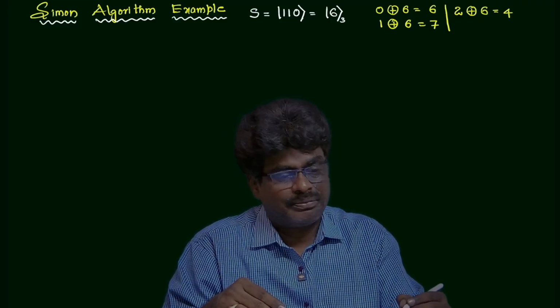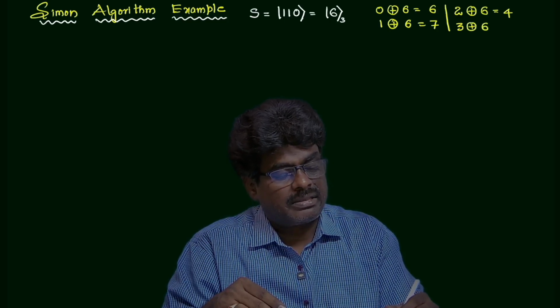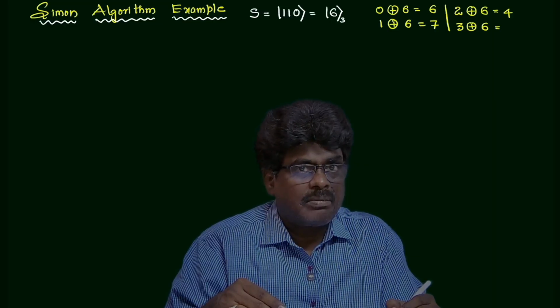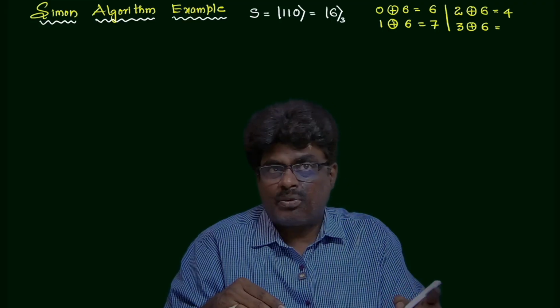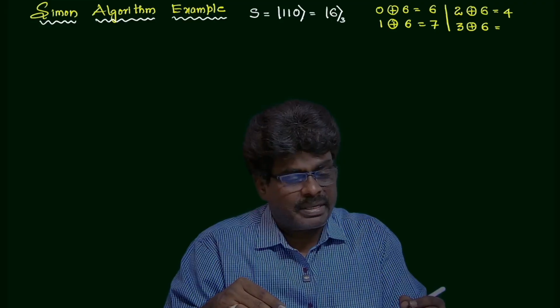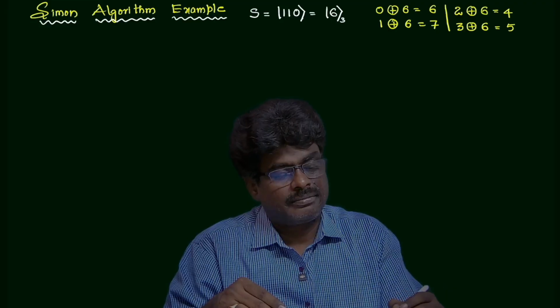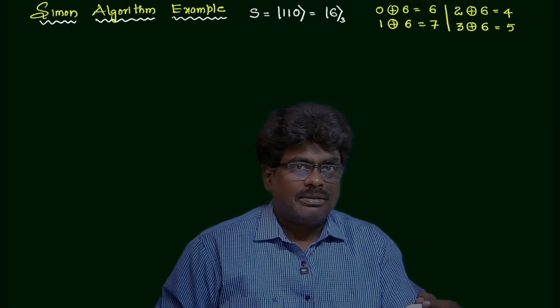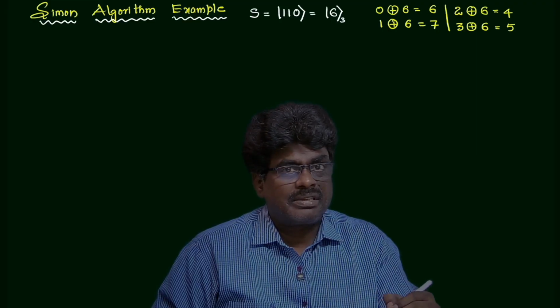Cancel the common. Next 3, 3 XOR 6. Here what is common? 2 is common. 3 is 2 plus 1, 6 is 4 plus 2, so that's why 2 gets cancelled. So 1 plus 4, that is 5. If you observe carefully, everything came: 0, 1, 2, 3, 4, 5, 6, 7.